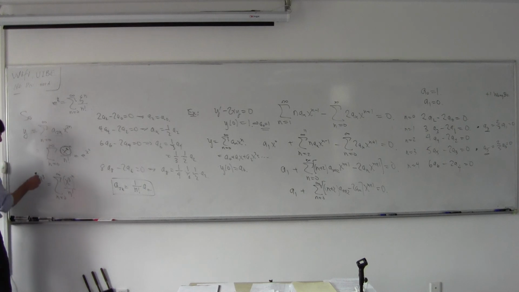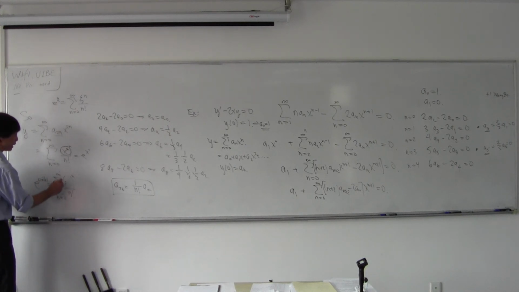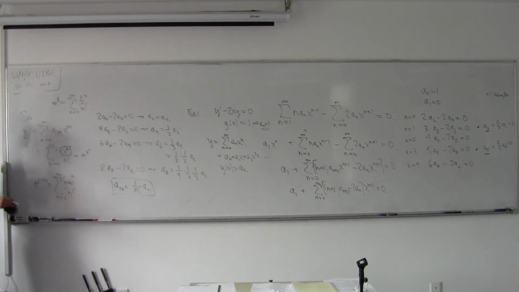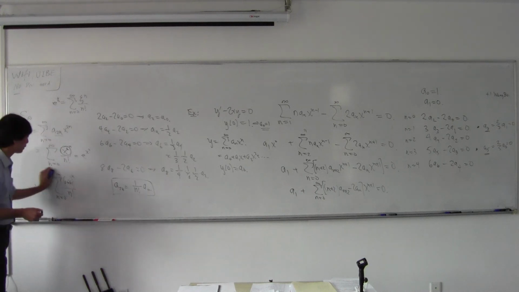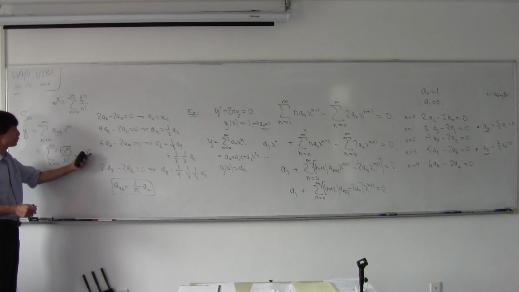What is e to the x to the 4? What is e to the sine x? What's the power series for e to the sine x? Well, this is not really a power series, but you could evaluate e to the sine x by putting in sine x. So here, what's e to the x squared? e to the x squared is the summation of x squared to the n over n factorial.